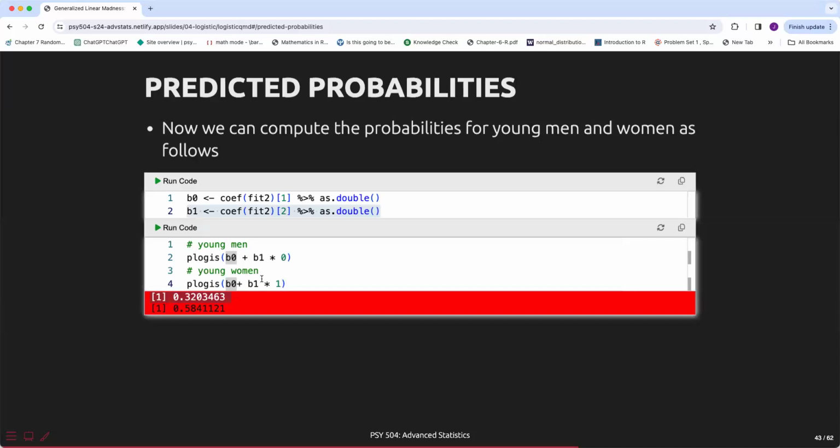So if we run the plogis function on both, what we get is 32%, which is what we calculated already from our intercept summary report. And then the predicted probability for females in our data set is 0.58, so 58%.